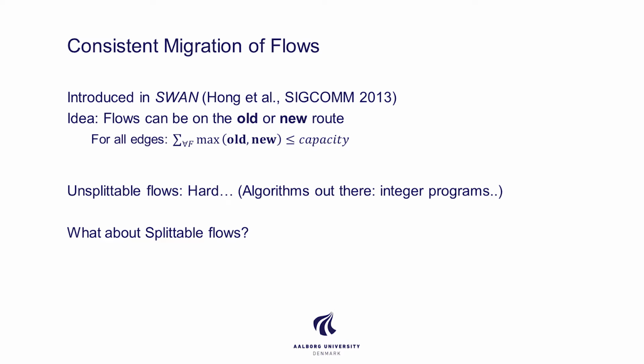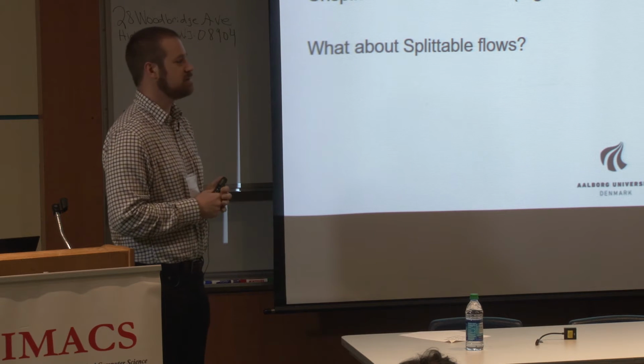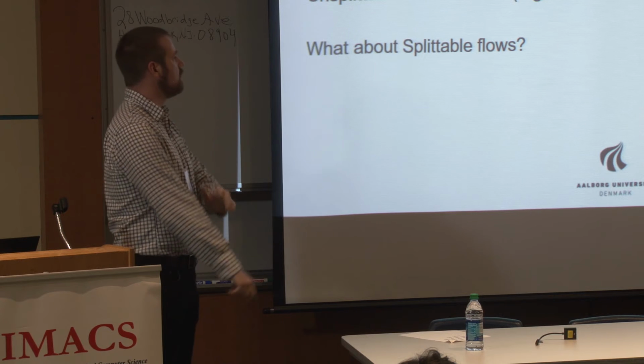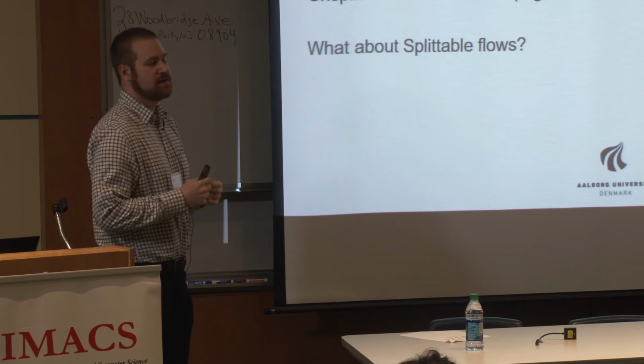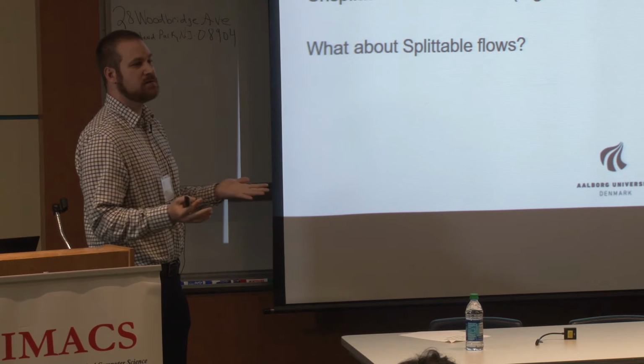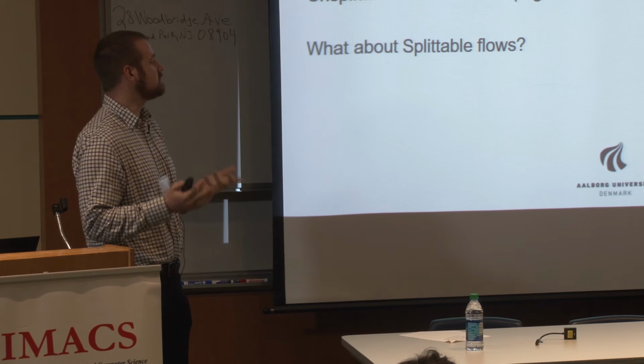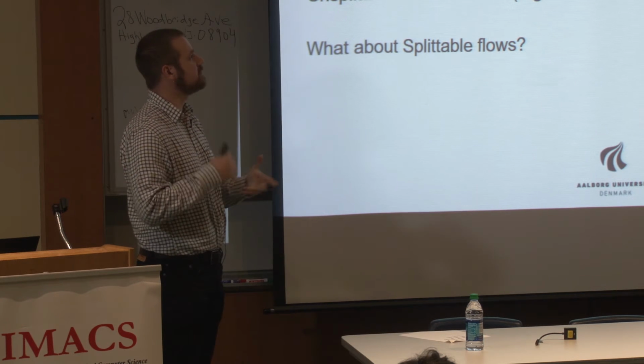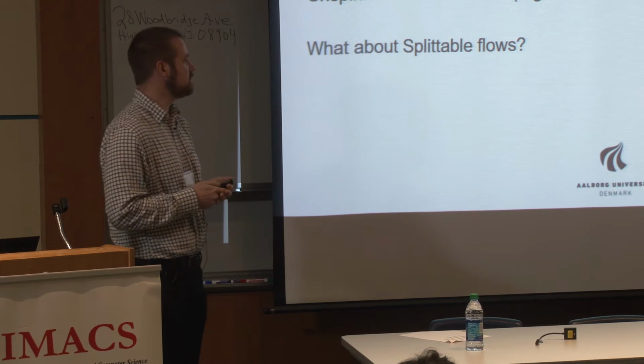And for unsplittable flows, similar to unsplittable flow optimization without any network updates, this is NP-hard. The algorithms out there are basically integer programs that try to figure out how to move these flows around. However, when you look at splittable flow optimization, it gets easy again. So what about splittable flow optimization if you want to migrate without creating any congestion?